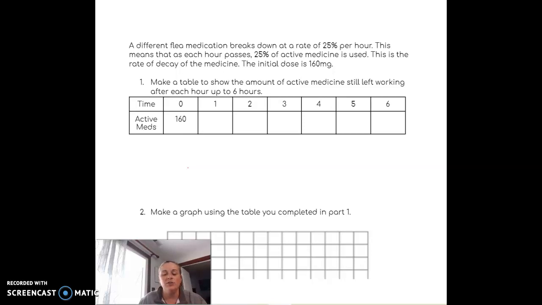Kind of like when we got into our growth rates, when our bank account was growing at a rate of 6%. What did we do? How did we find those numbers for our equations? So here, we have a different flea medication that breaks down at a rate of 25% each hour. This means that as each hour passes, 25% of the active medicine is used. This is the decay rate for the medicine, where your initial dose is 160.